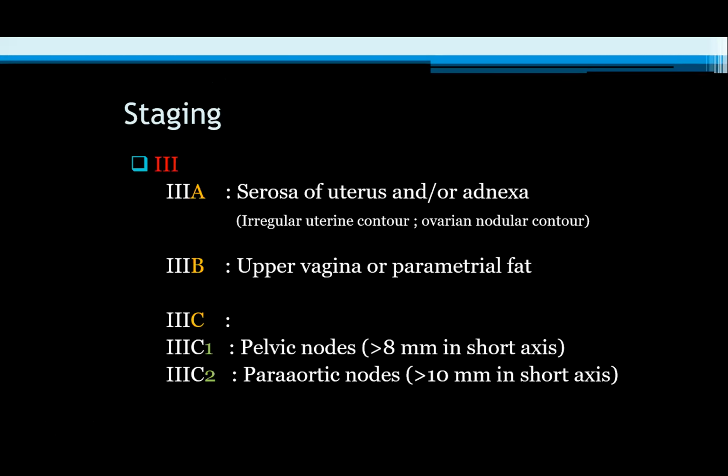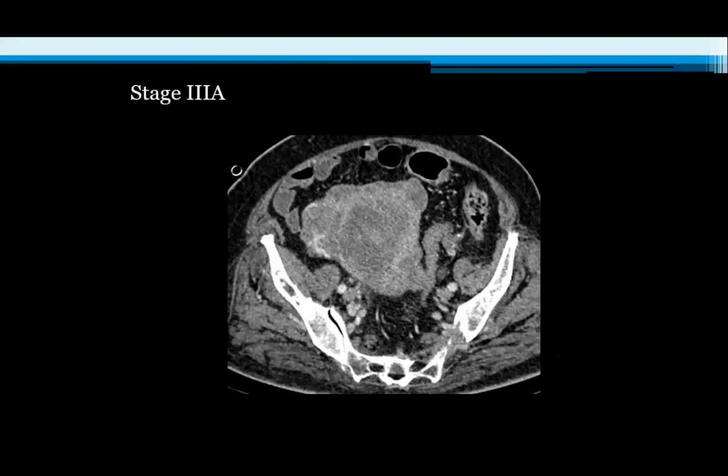In stage 3, the tumors included are those which involve the serosa of uterus or adnexa, which can be seen as irregular uterine contour or ovarian nodular contour. Stage 3B is involvement of upper vagina and parametrial fat. Stage 3C includes enlarged pelvic and paraortic nodes, which are more than 8 mm or 10 mm in short axis in respective places.